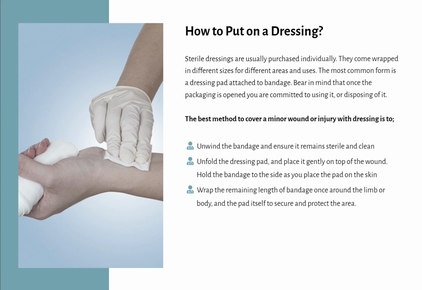The best method to cover a minor wound or injury with a dressing is to unwind the bandage and ensure it remains sterile and clean. Unfold the dressing pad and place it gently on top of the wound. Hold the bandage to the side as you place the pad on the skin. Wrap the remaining length of bandage once around the limb or body and the pad itself to secure and protect the area.